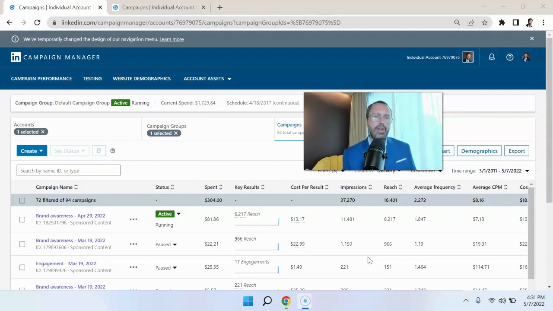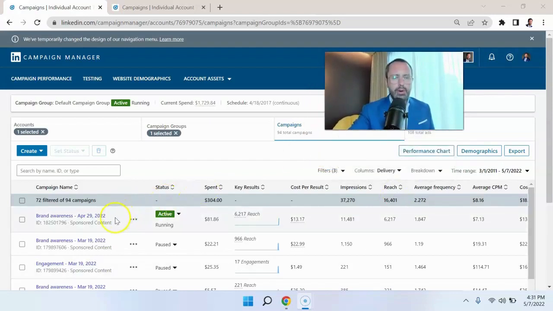But I want you to think about how you can go bigger with budgets. And even a budget as small as $50 can actually go a long way. And I'm going to show you an example of a campaign that I'm running right now. It's a brand awareness campaign on LinkedIn, and LinkedIn is certainly not the cheapest platform. And you can see here that I was able to reach 6,217 people with a budget of just $82. And the number of impressions was 11,481. So basically, with a budget of $13, I'm able to reach 1,000 people.